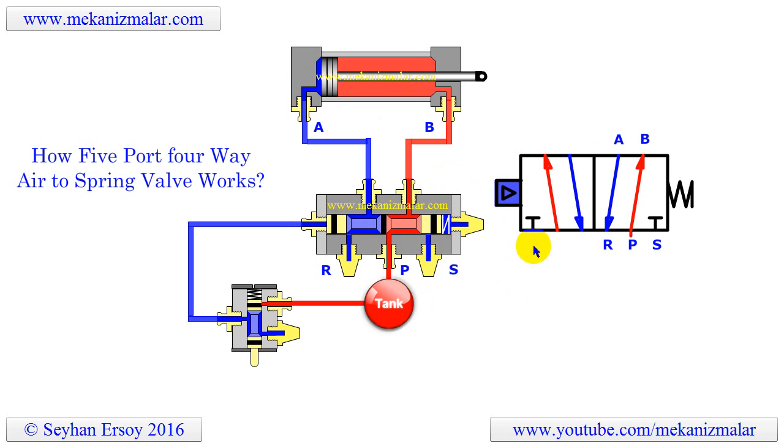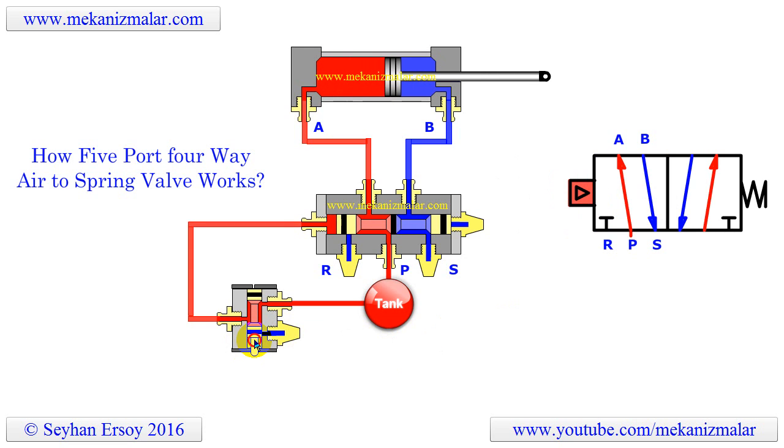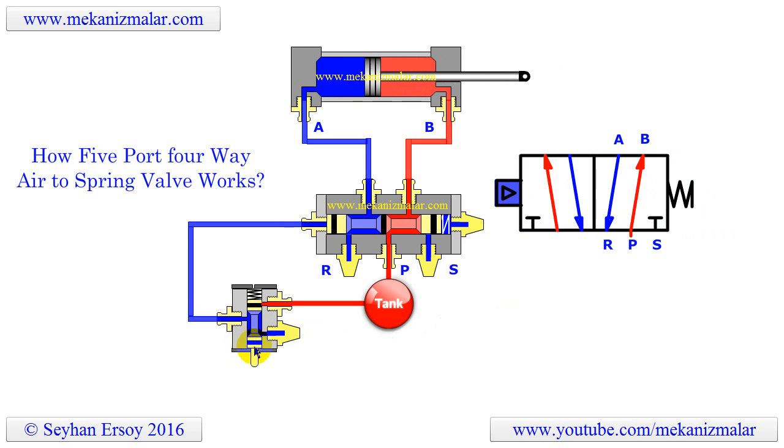This valve has many applications in pneumatic circuits, and I hope this video has made the inner working of this valve a little clearer. One of the main applications of this valve could be the control of a pneumatic press. When the actuation of the press is done by a foot-operated 5-port, 4-way, air-to-spring valve, retraction of the press will be achieved just by removing the foot from the pedal.